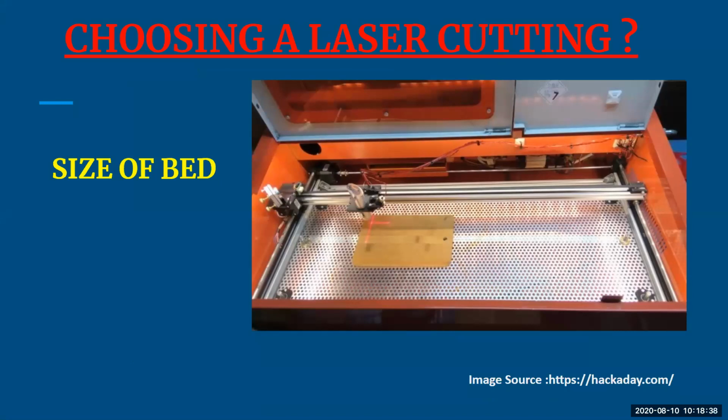As per your requirement, you have to select the laser cutting machine, and first you have to see the size of the bed, that whatever material you intend to cut, whether it will fit into the bed or not, because this is an important element which will hold your material and help you to cut it. So the first characteristic which you always have to look into is the size of the bed. Let's look at the next.